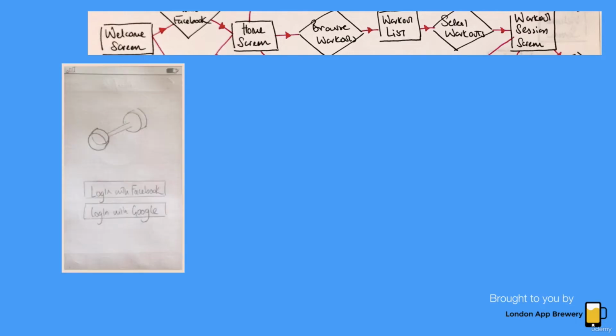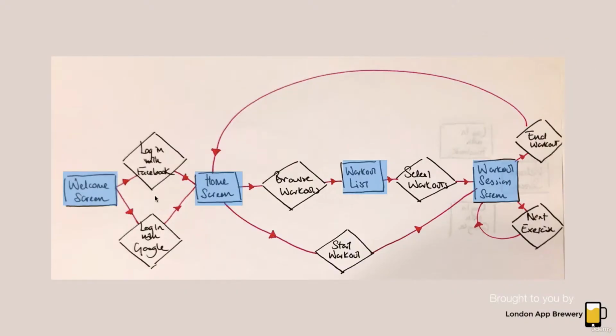And please don't judge my terrible drawing. I've decided to go for a very simple welcome screen. It'll probably have a background color, a single flat color. And I've got an image of some dumbbells over here. And I've got 2 buttons, login with Facebook or login with Google, as we saw in our user flow diagram.